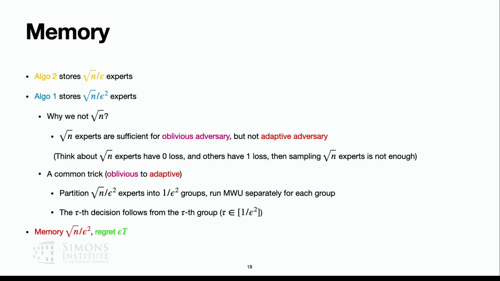Okay. So I just gave a short explanation of why the memory here is square root n over epsilon squared. In summary, the memory of the algorithm I described is square root n over epsilon squared, and the regret is epsilon T. So it has slightly more overhead than the one I claimed. It turns out you need some extra work, but I won't talk about it.